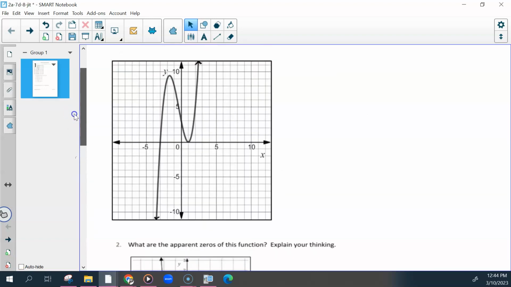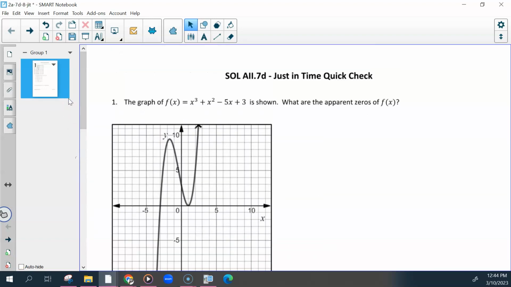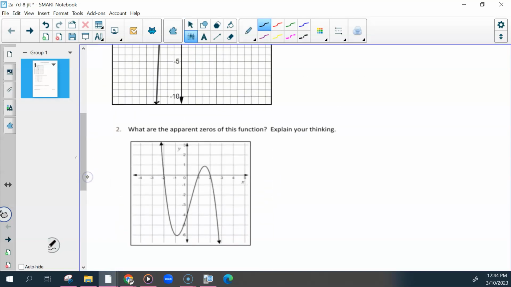Check which ones you want to see, go over, or have questions about. Number 1 and number 2. Are you good with just those two?